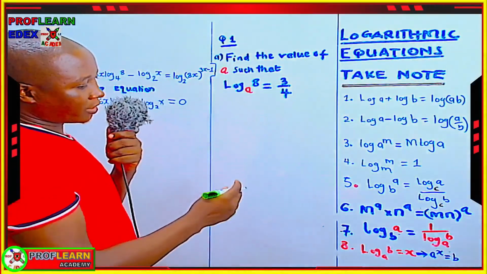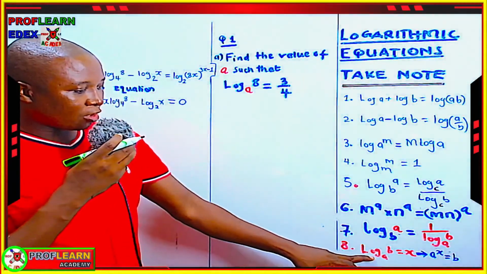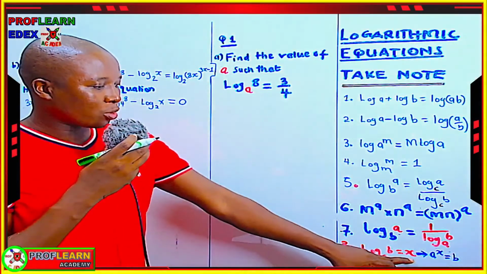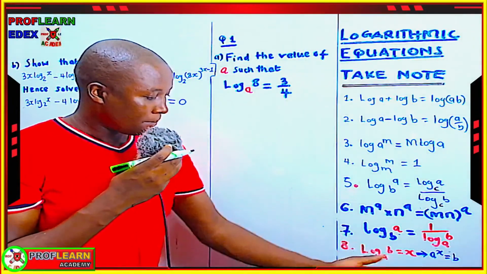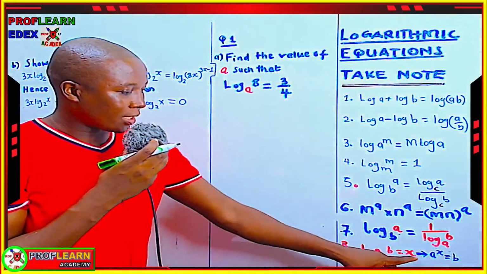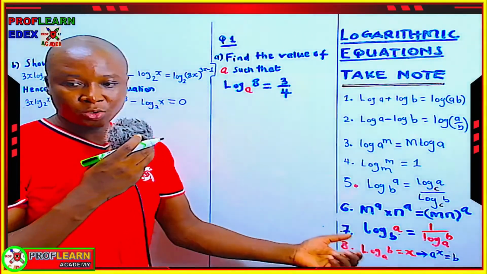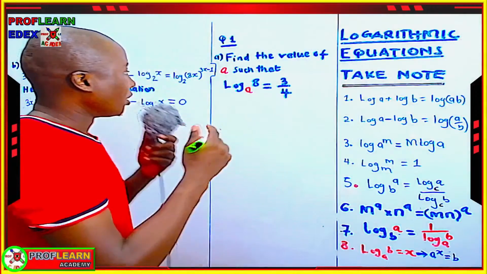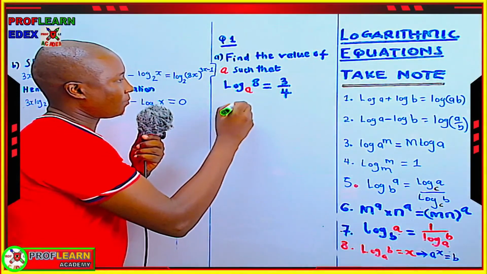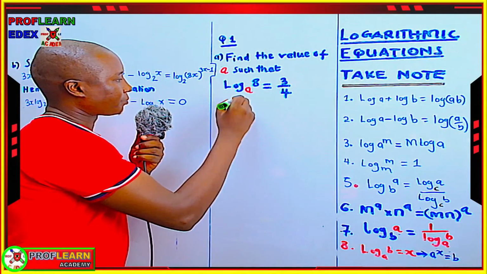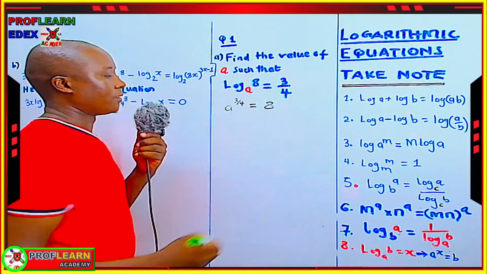The concept they are trying to use here is the rule that if you have log b base a equals x, it is the same as a raised to power x equals b, meaning that the base raised to the number on this side is going to be equal to this b that we have here. So this is the rule we are using. Using rule number 8, we say a raised to power 3 over 4 is equal to 8, right?